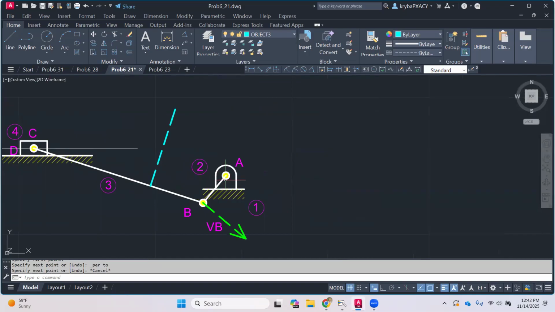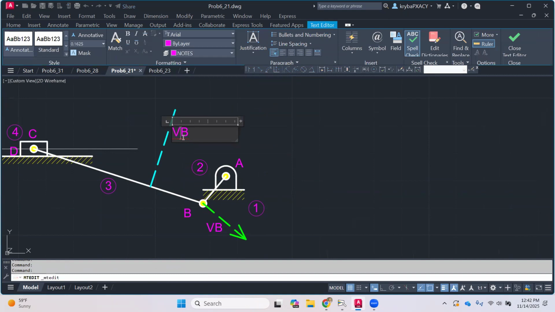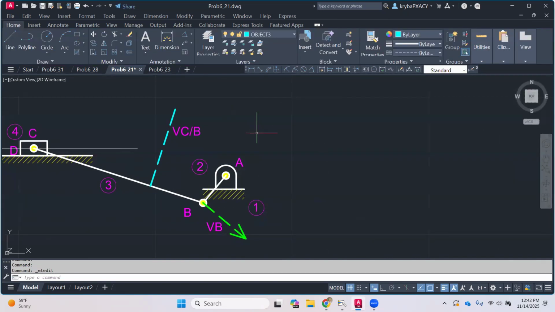No arrowheads on this one. This is just setting the orientation perpendicular to that link, but I do want to label this C relative to B, C slash B. Remember, it has to be C first, then B, because it's unknown relative to known.